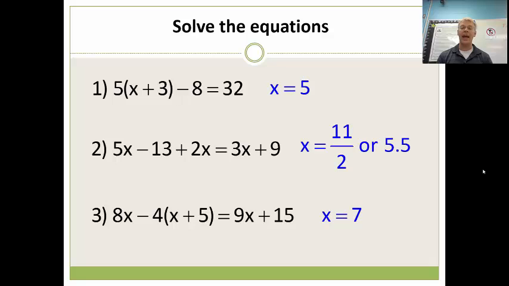If you were not able to achieve these solutions, if you couldn't figure out how we got 5, 11/2, or 7, please write the questions down. Please come to class and ask. We'll talk about them. We'll go over them. But we don't know you have questions unless you're asking them in class.